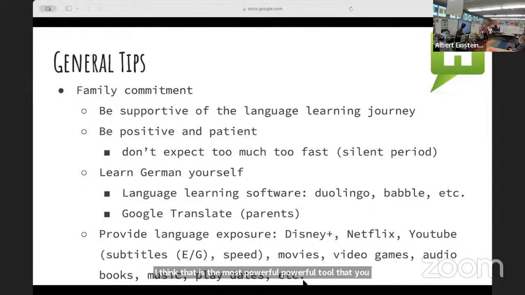The next one is provide language exposure. We know tech time and screen time and all that, but make that screen time German screen time, like Disney Plus. A lot of times you can switch into German, the language, German subtitles. YouTube has all those videos, and you can reduce the speed, so it's not as fast. That is helpful. If you have a German show, you can play it a little slower. When we watch something in class too, I would go to 90%, 95%. It still sounds good, but it's a little slower for the kids.